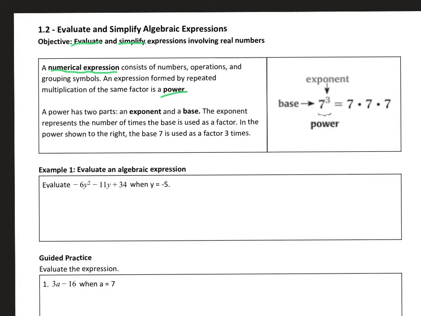We call 7 to the third a power, or 7 cubed. 7 is the base, 3 is the exponent. That means we multiply 7 with 3 factors of 7. That doesn't mean multiply 3 times. It means 3 factors of 7. All right? So just an understanding of an exponent and a base.